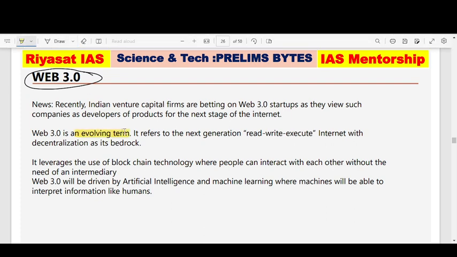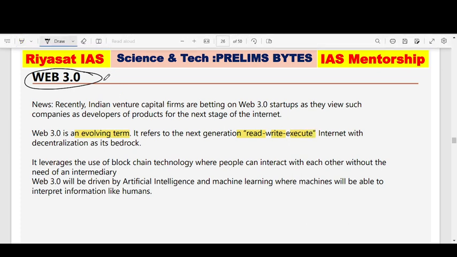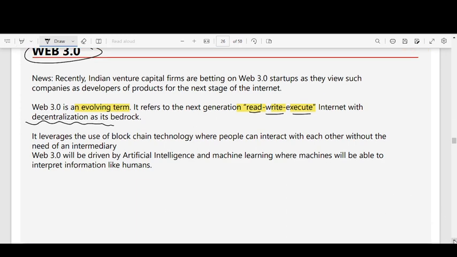It is an evolving term, which means that it has not been fully established in today's world. It is yet to be completed. Basically, it focuses on the idea that we can read, we can write, and we can execute. It is an internet with decentralization. Decentralization means distributing power to everyone.